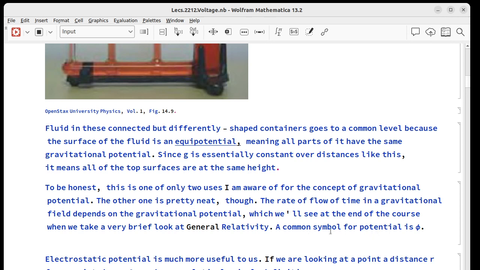Anyway, one of the common symbols for potential is this Greek letter phi. We're going to find that electrostatic potential is much more useful for us, and that's what we'll look at next.